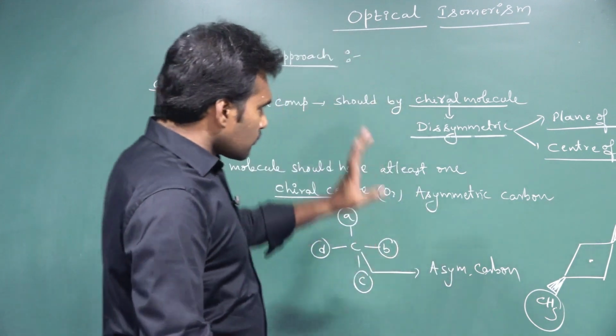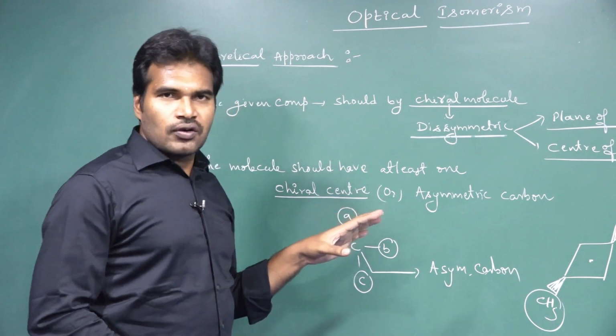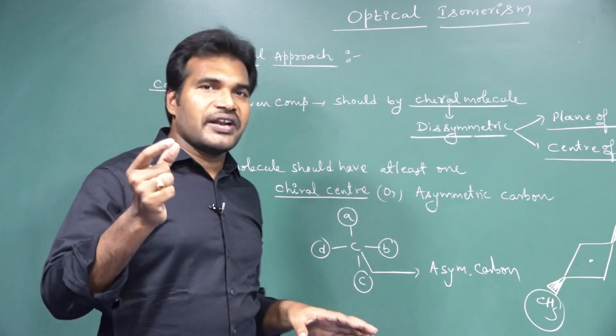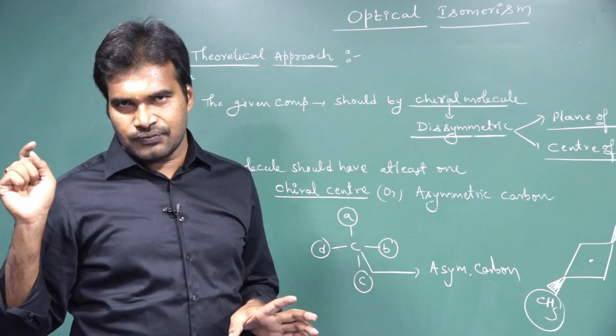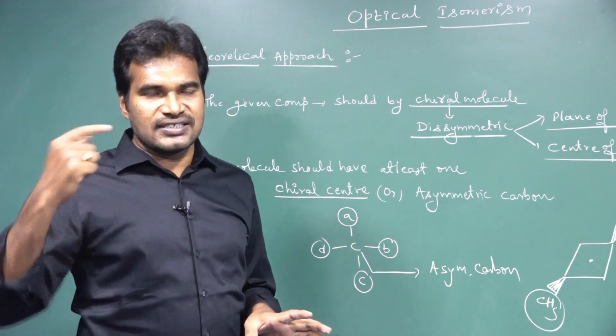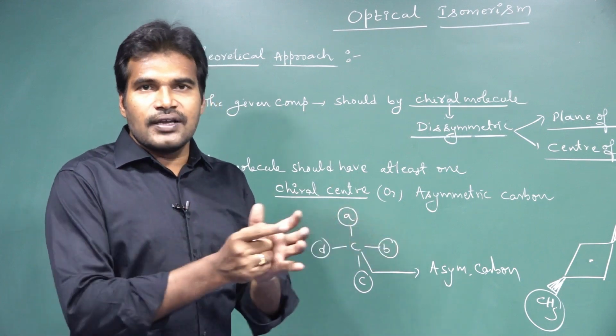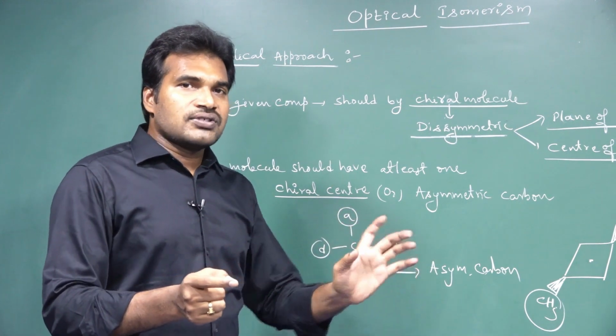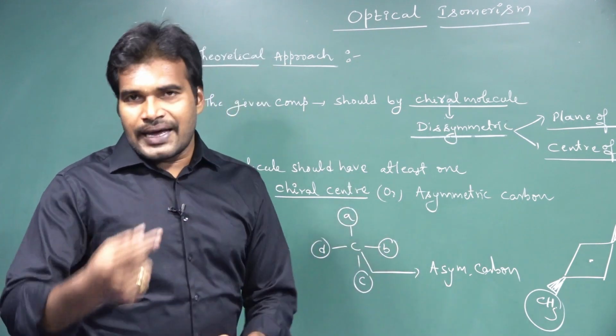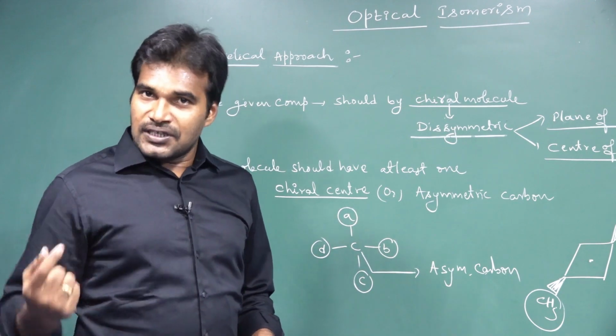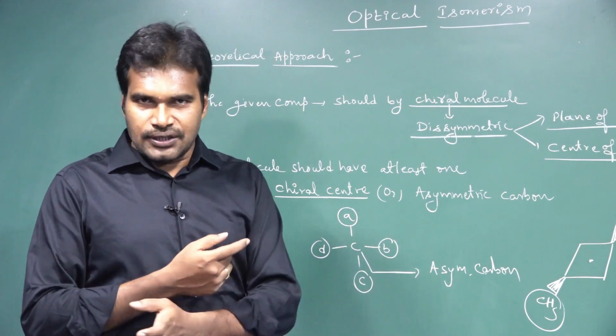Now, to understand this well, we should know about configurations, R and S configuration. What is R configuration? What is S configuration? And based upon the RS configurations, how can we differentiate the given compounds into enantiomers, diastereomers, identical, meso, racemic mixture, all these things.